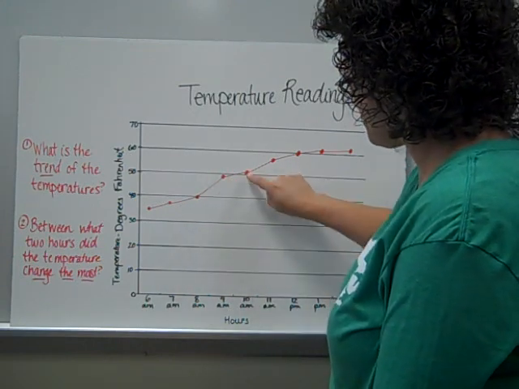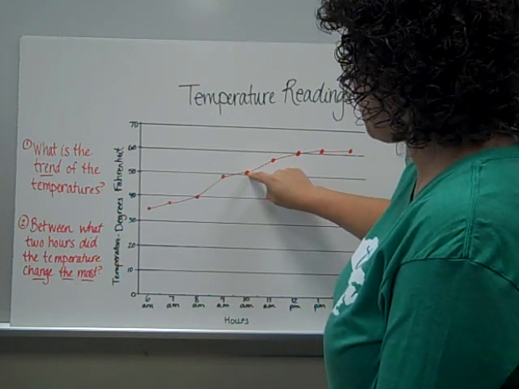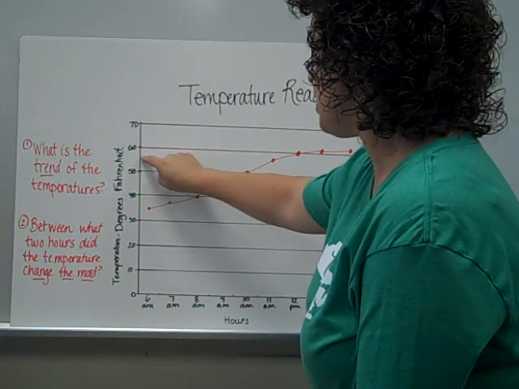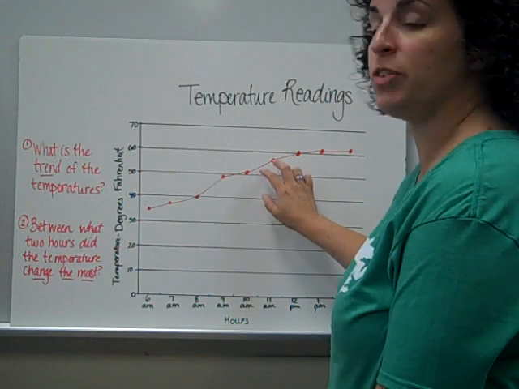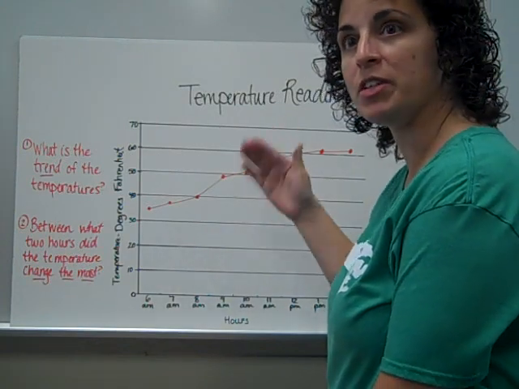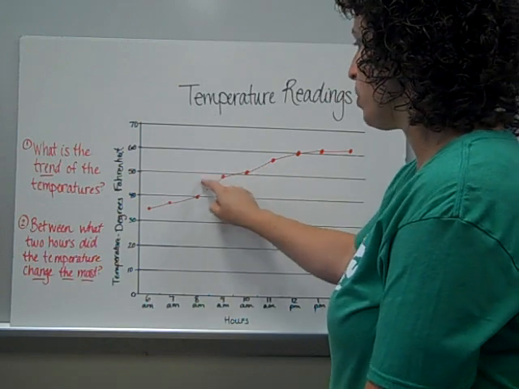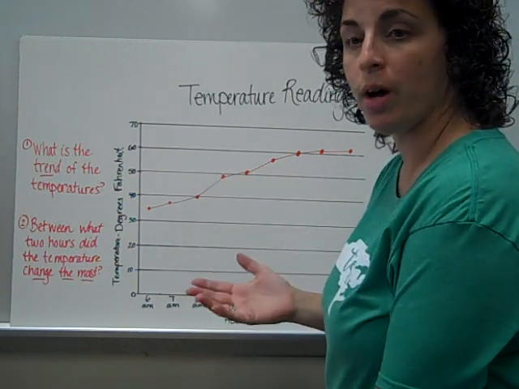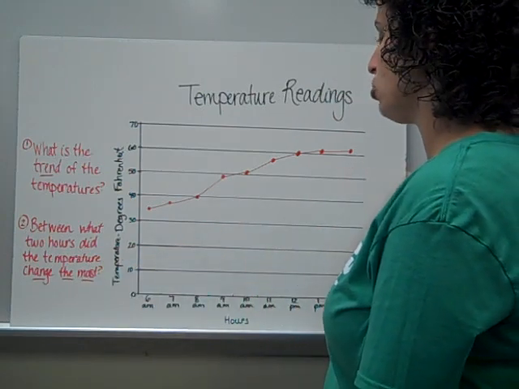Over here at 10 a.m. it looks like it was about 51 degrees, and right here at 11 it would be about 57 degrees, so 51 degrees to 57, 57 minus 51 would be 6 degrees, and so this is close, but the temperature change between 8 and 9 a.m. was the greatest, the biggest or the largest change.